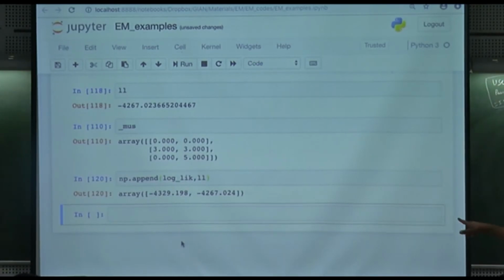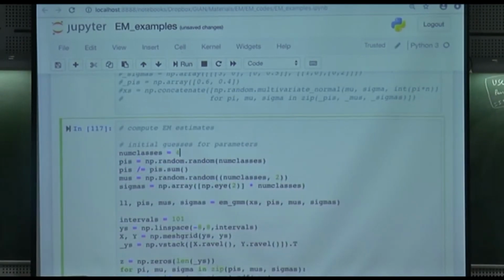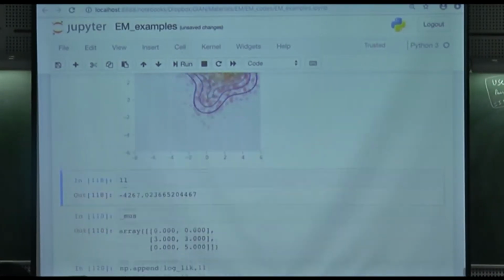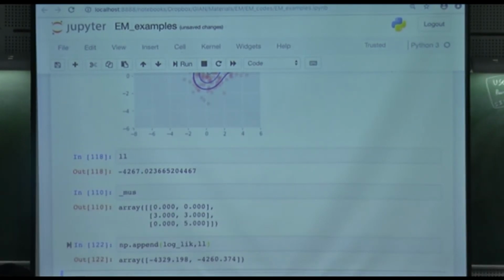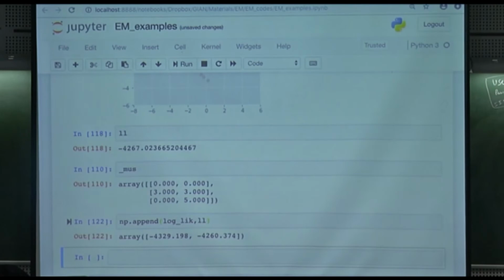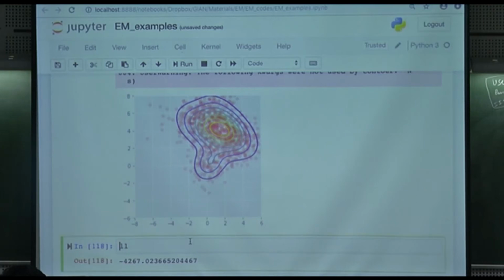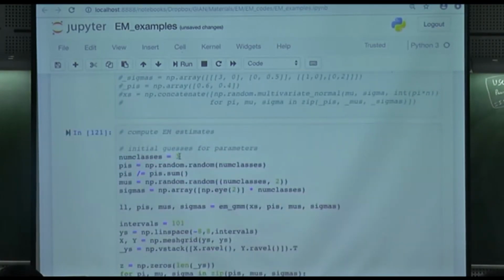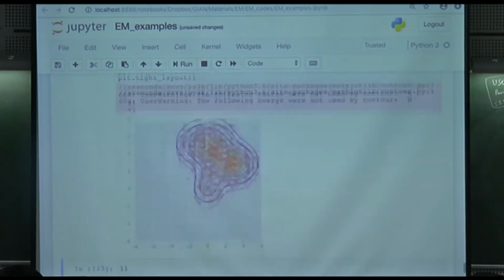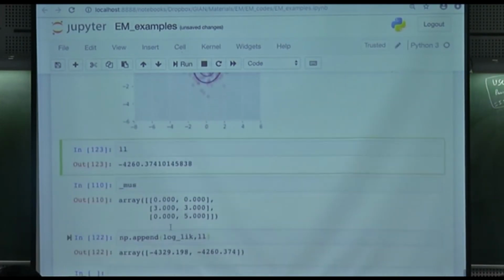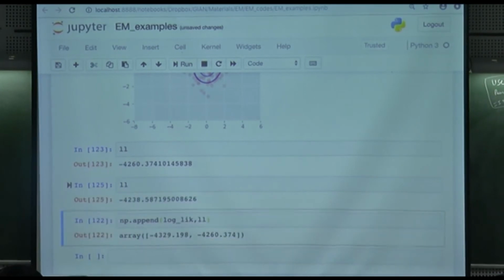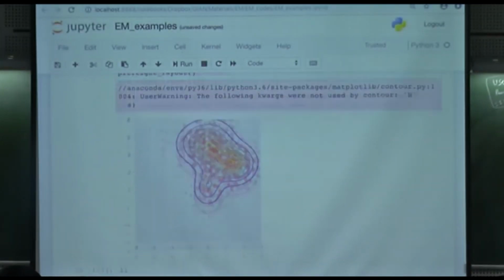So that was for one class. Now for two classes, let's run it for three. And I won't bore you for more than that. What did it end up doing? Yeah, 4260. 4260, 4 classes. So let's leave that over there. Let's plot the plot here. 4238. It still went on reducing.